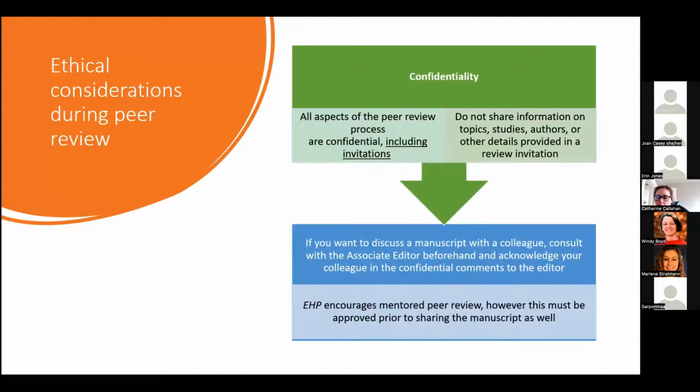If you do agree to review a manuscript and you wish to discuss this with a colleague, consult with the associate editor beforehand and acknowledge your colleague in the confidential comments to the editor. Also, EHP and other journals really encourage mentored peer review, such as if your supervisor asks you to review a manuscript with them. However, you should get this approved before sharing the manuscript with your mentee as well.